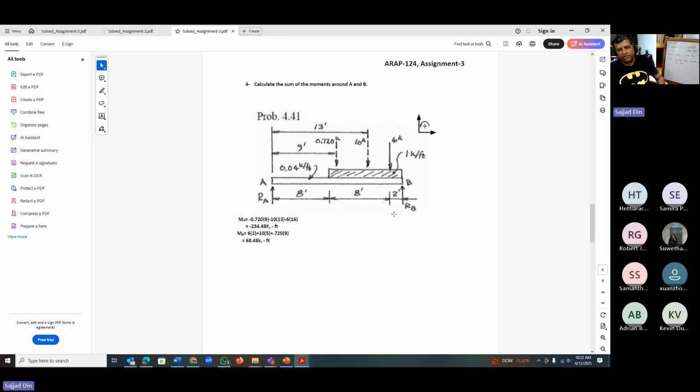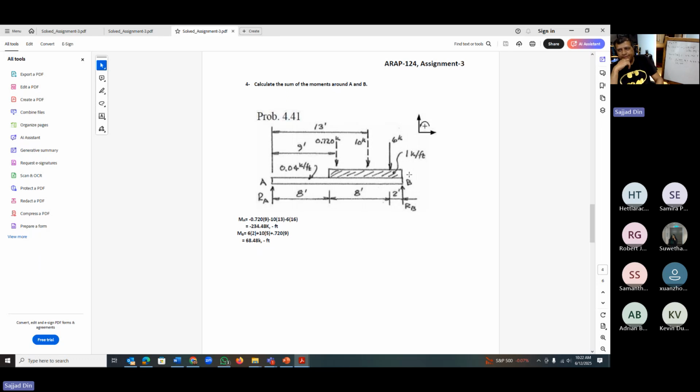And you do the same for B. In the case of B, 0.72K is 9 feet away. 10K is 5 feet away. Yeah, so you got to take a look at this, right? The total distance is 18. This distance is 13, so the difference is 5. Are you clear on these? Are you guys going to be able to complete at least these 4?